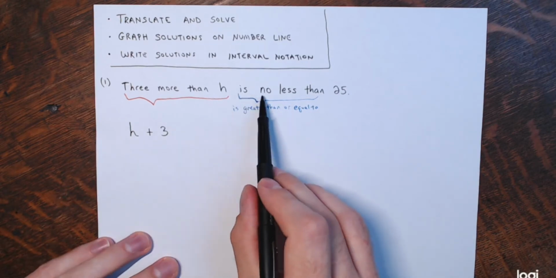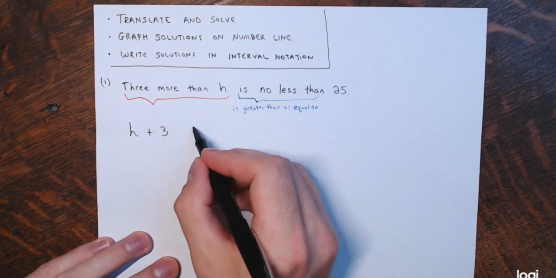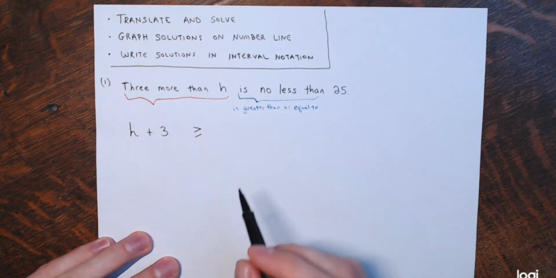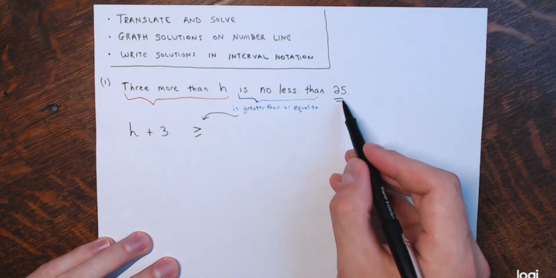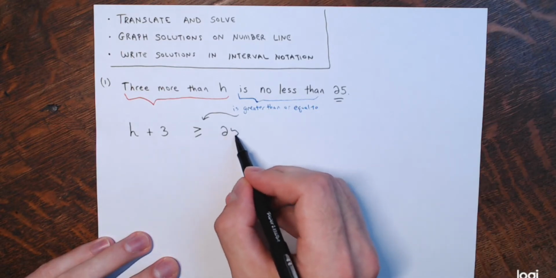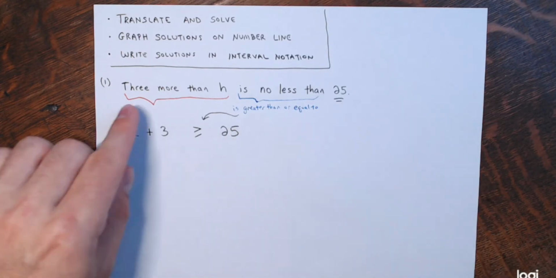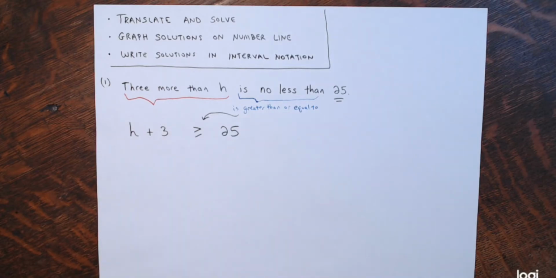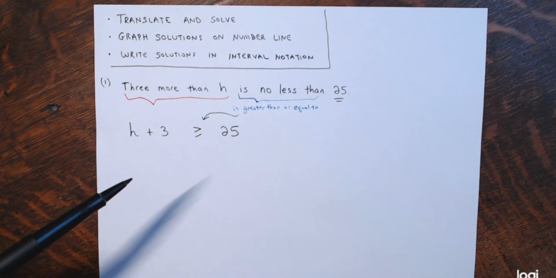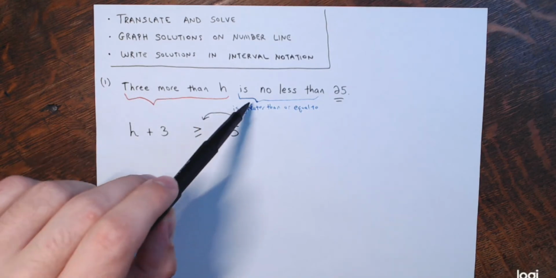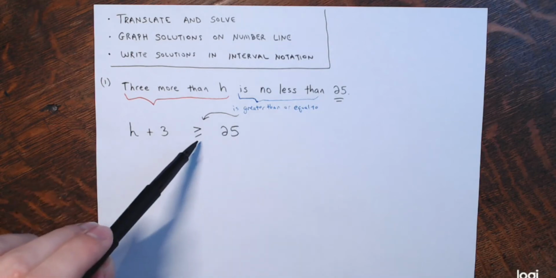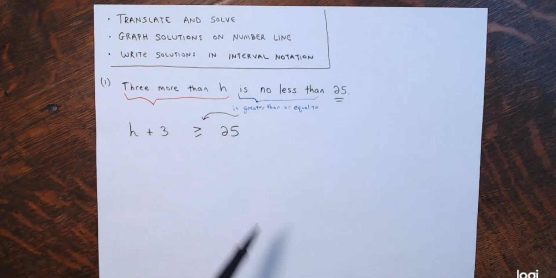So this is no less than, it's going to be is greater than or equal to. Right, that's where this is going. And then the other side is simply 25. All right, so here it is, the English sentence, pardon me, translated into mathematics. 3 more than h, h plus 3, is no less than, is greater than or equal to 25. So I've done the first part, translated.